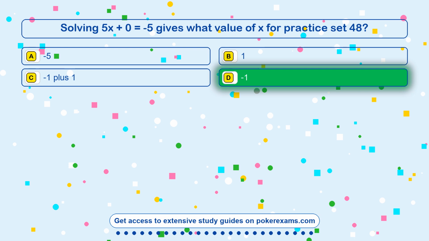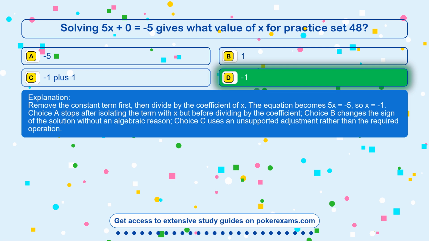The correct answer is option D, minus 1. Remove the constant term first, then divide by the coefficient of x. The equation becomes 5x equals minus 5, so x equals minus 1.